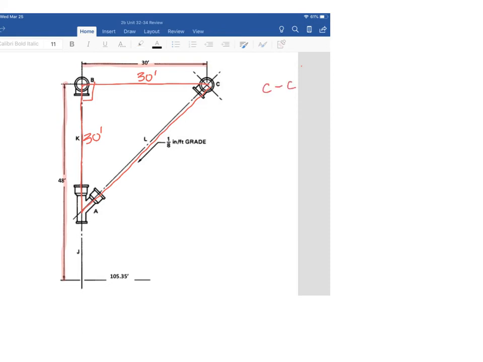So over here I'm going to make a little table, center to center for J, K, L. So K we just found is 30 feet.